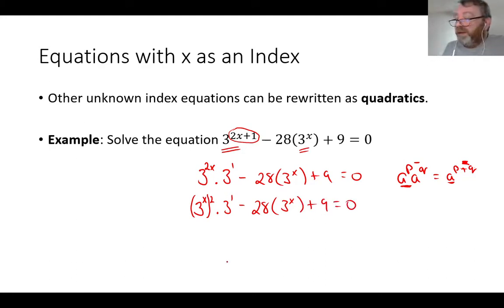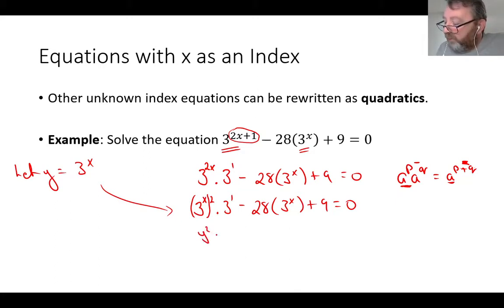Now what do I notice? Now I have isolated the smallest base with the smallest power in the first term and the second term. And the reason why I do that is because this is quite a difficult quadratic to solve. So what I'm going to do is allow y to stand in for 3 to the x. In other words, everywhere there is a 3 to the x, I'm simply going to call it y. Watch what happens. You get y squared times 3, minus 28y, plus 9. It falls out into a quadratic equation.